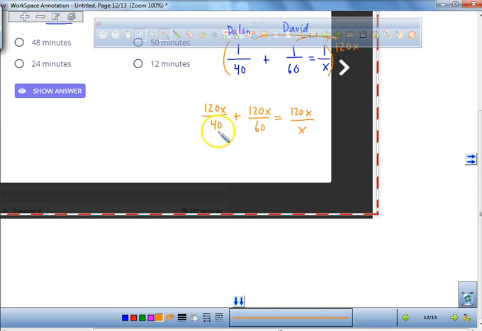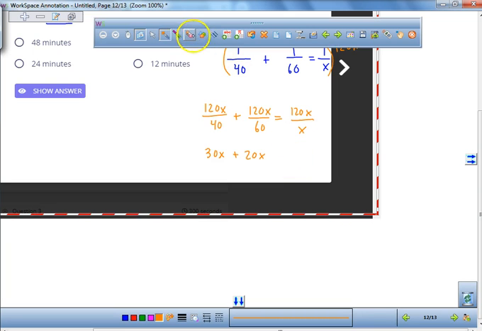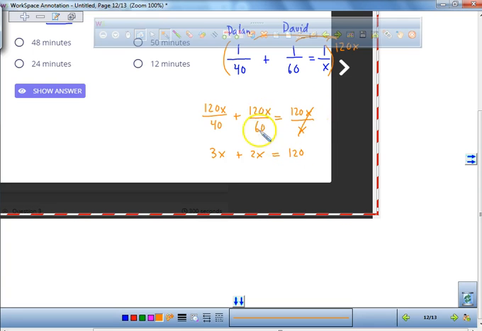So here's what happens. This becomes 30x. This becomes 20x. Not 30. Are you kidding me? What is wrong with you, man? 3, man. Duh. That's 3x. That's 2x. Just pretend you didn't see that, okay? And that's 120, because those cancel out. That divides to a 2. That divides to a 3.